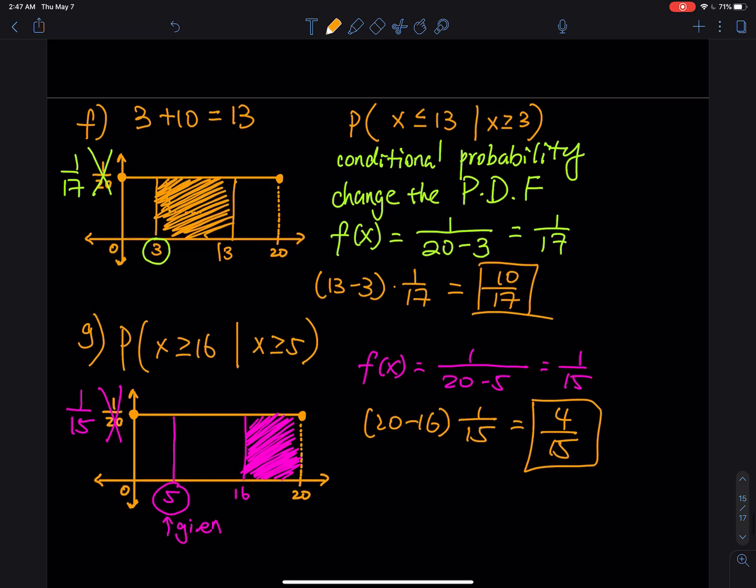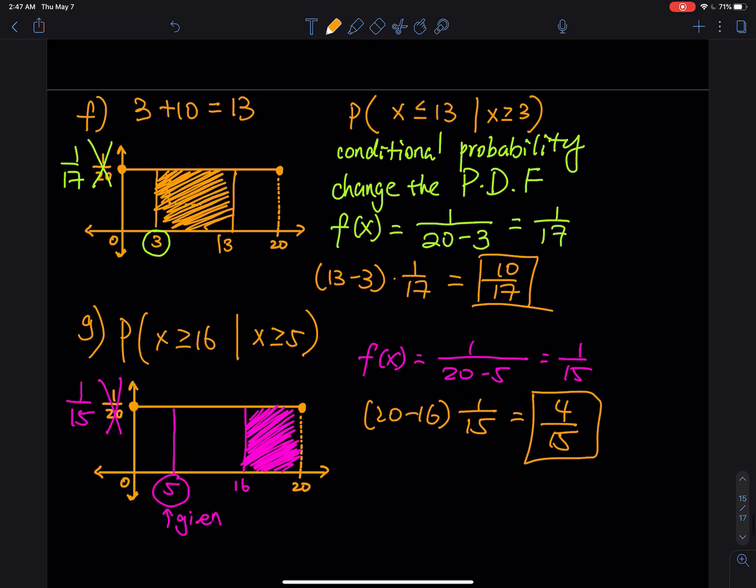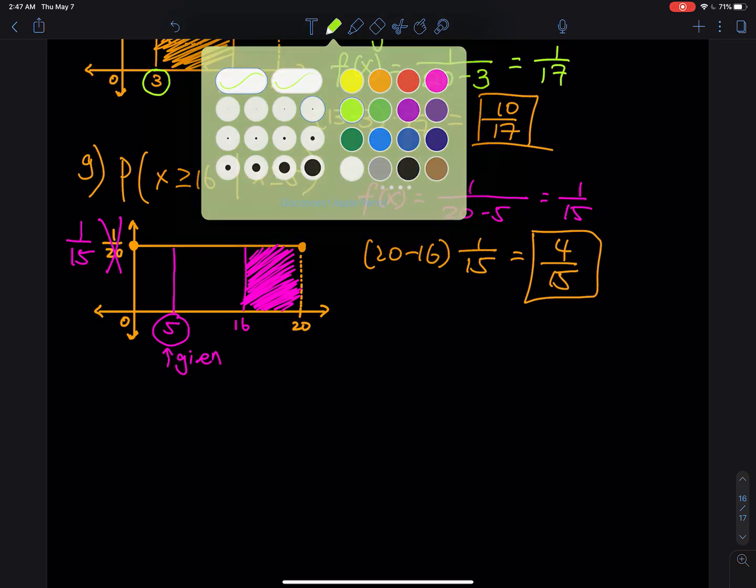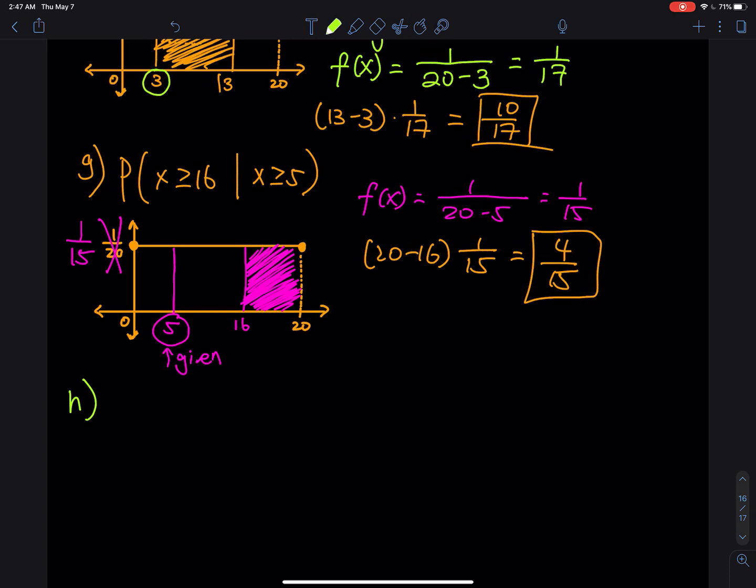So for H and I, I will just read the problem to you. So you don't have to go back to the video. The problem is not there. All right. So I will just tell you what the problem is. So in the next part H, what I am looking for is the upper 27.8 percentile.